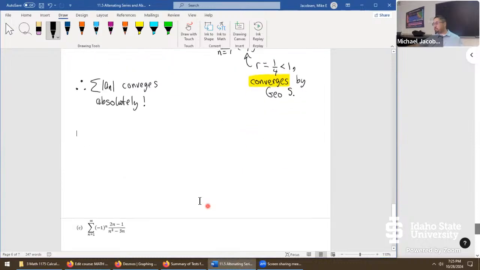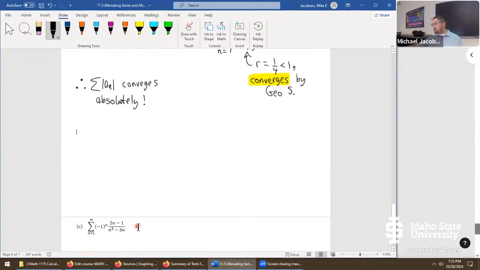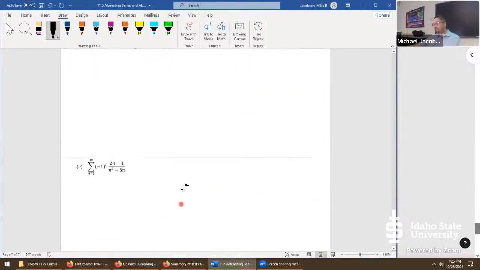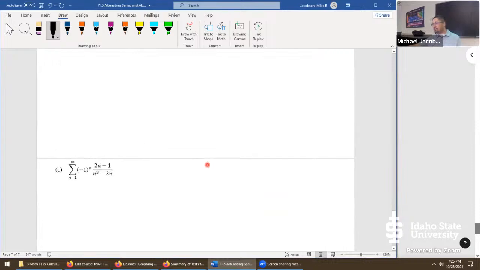So now on the next problem, looks like something a little bit more gnarly, but we'll give this a try. I'll leave it up to the class. How would you all like to start out? It looks like it's an alternating series, so we can do that test or hit it with absolute convergence test. Any volunteers for a direction on this one?